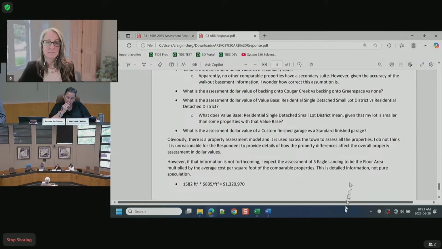Obviously, this property assessment model is used across the town to assess all the properties. I agree with the method, I just want to know the details. And I don't think it's unreasonable for the respondent to provide details on how the property differences affect the overall property assessment in terms of dollar values. Thank you.